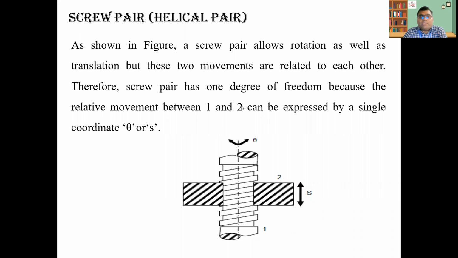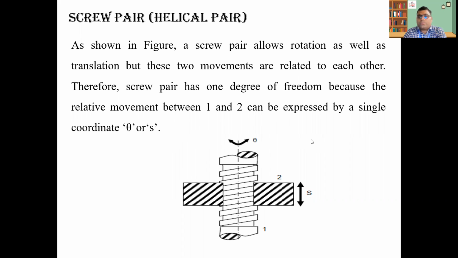A screw pair or helical pair allows rotation as well as translation. When the screw rotates, it possesses a rotation as well as a translation. But one thing is there: their movements are not independent. They are dependent; when the screw rotates, we get the translation motion between the two elements. So the screw pair has 1 degree of freedom, because the relative motion between 1 and 2 is expressed by a single coordinate, either theta or s.